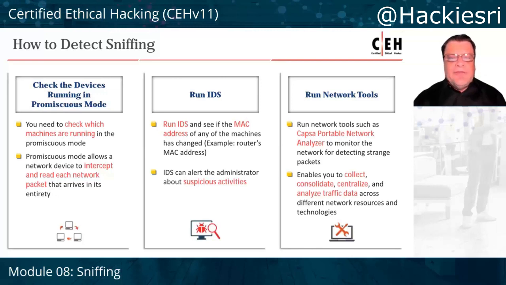You can run IDS, an intrusion detection system. Run IDS and see if the MAC address of any of the machines has changed, for example, routers' MAC addresses, or IDS can alert the administrator about suspicious activities. You can run network tools such as CAPSA Portable Network Analyzer to monitor the network for detecting strange packets. It enables you to collect, consolidate, centralize, and analyze traffic data across different network resources and technologies.